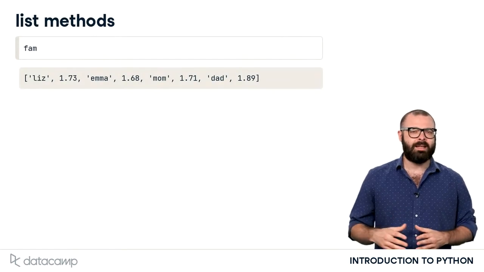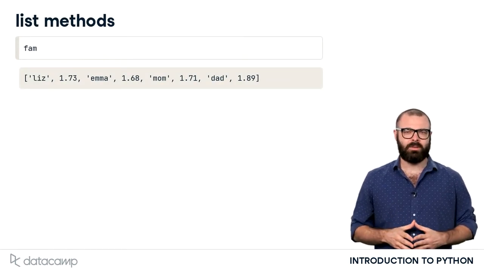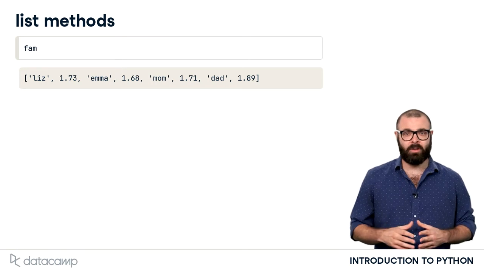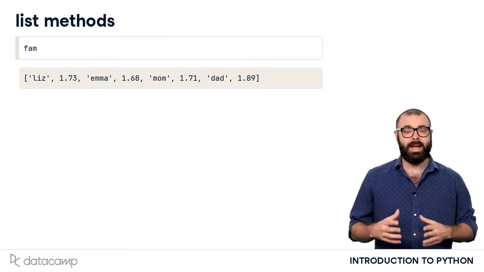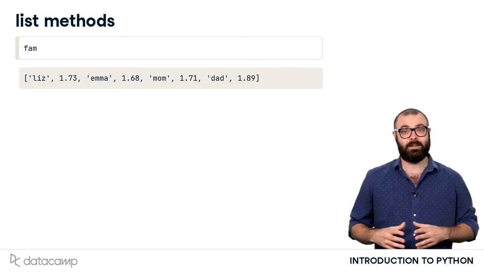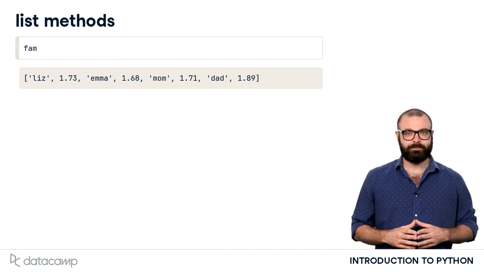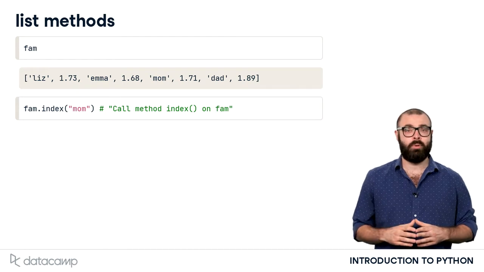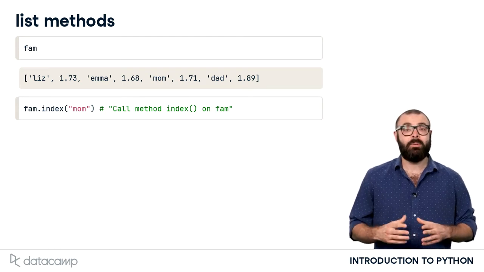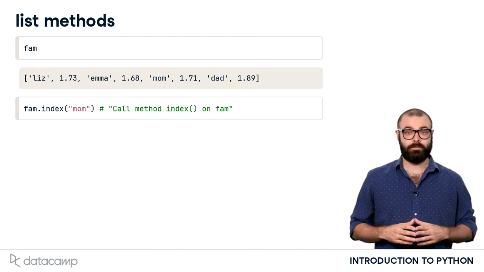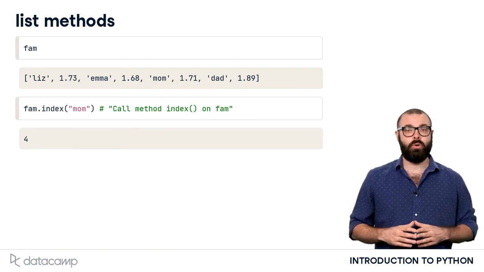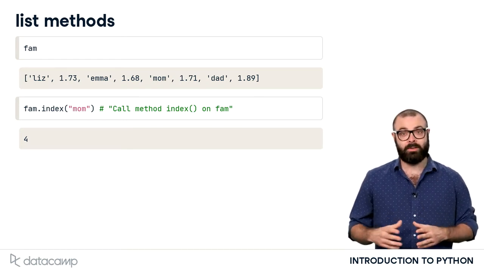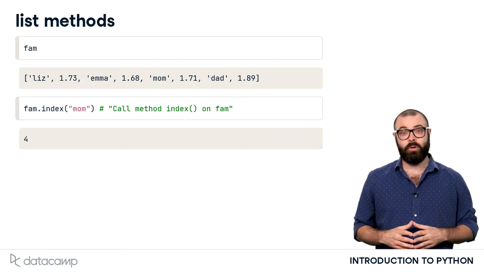Suppose you want to get the index of the string mum in the fam list. Fam is a Python object with the type list and has a method named index. To call the method, you use the dot notation like this. The only input is the string mum, the element you want to get the index for. Python returns 4, which indeed is the index of the string mum. I called the index method on the fam list here, and the output was 4.